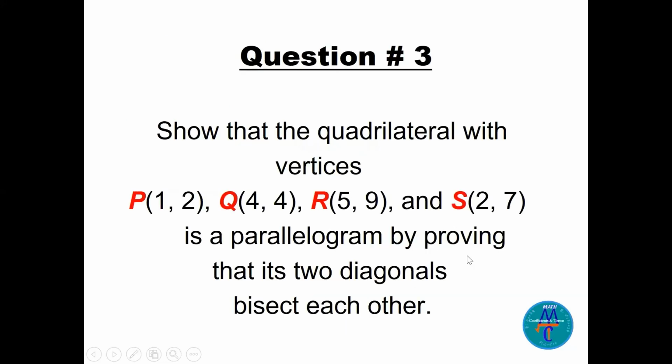Question number 3 may be a little difficult. I give you 4 points here: P(1,2), Q(4,4), R(5,9), and S(2,7). The shape between these vertices is a quadrilateral. Show that this quadrilateral is a parallelogram by proving that its two diagonals bisect each other.